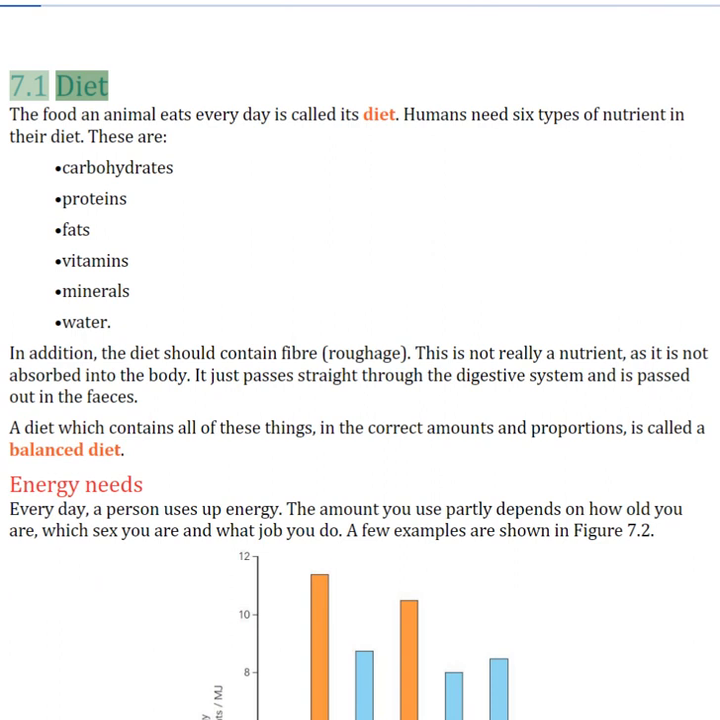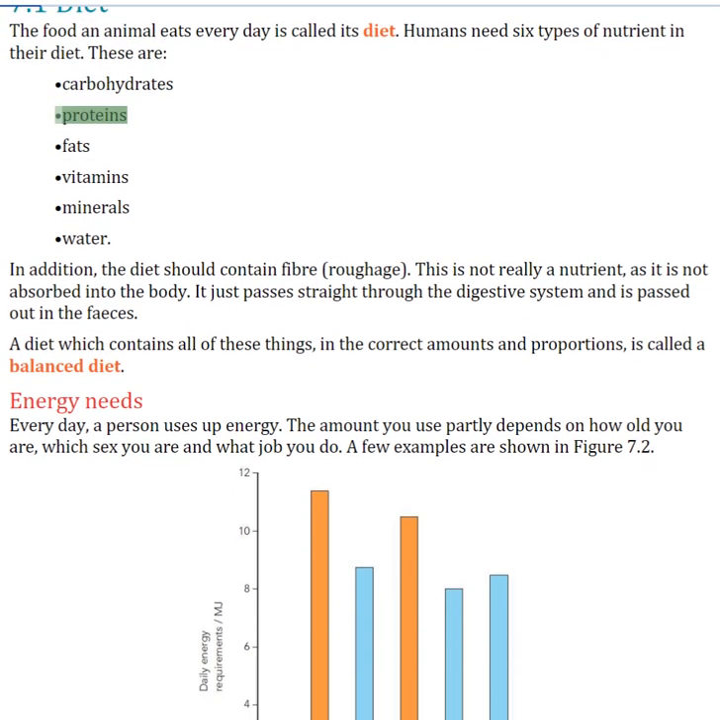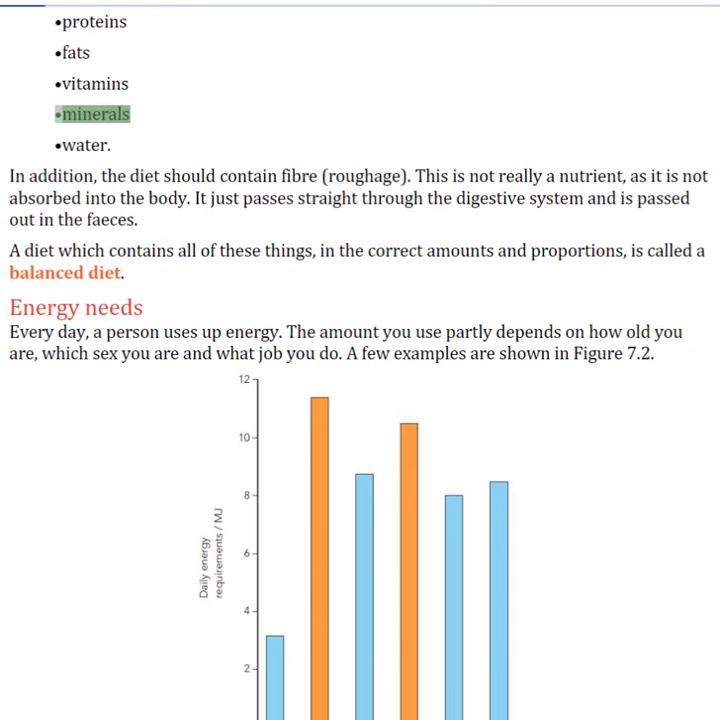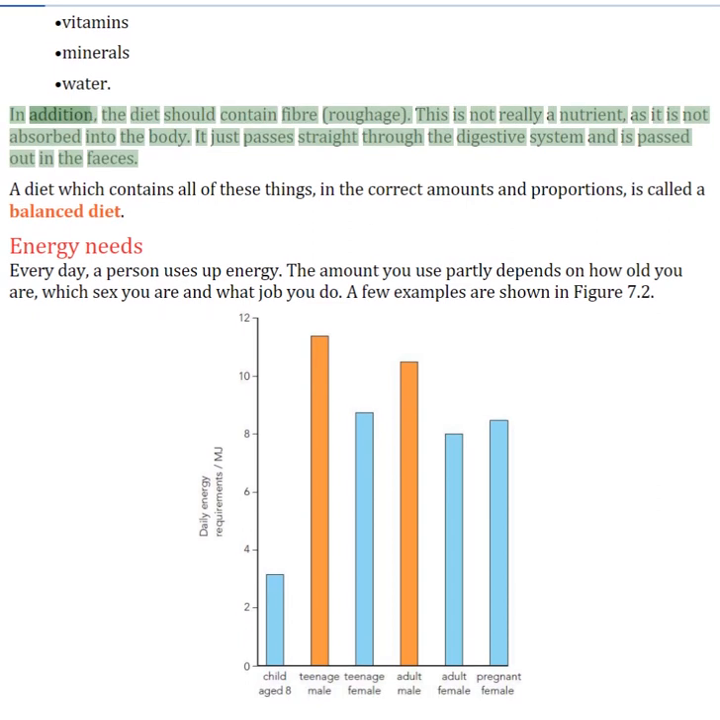7.1 Diet. The food an animal eats every day is called its diet. Humans need 6 types of nutrient in their diet. These are carbohydrates, proteins, fats, vitamins, minerals, water. In addition, the diet should contain fiber.